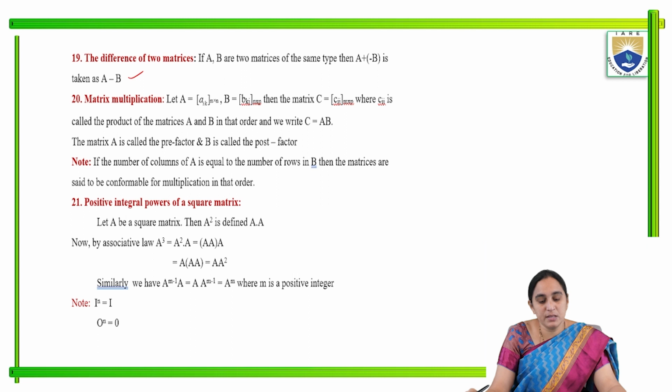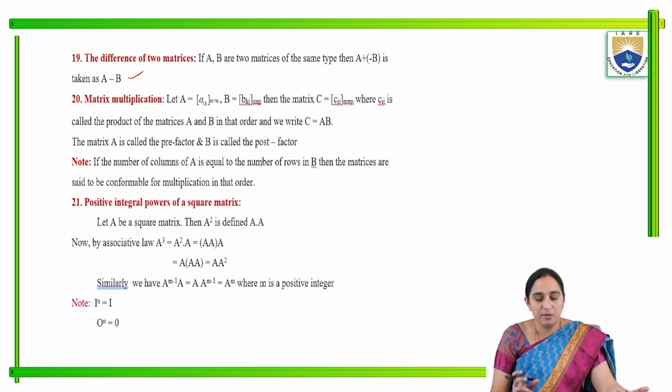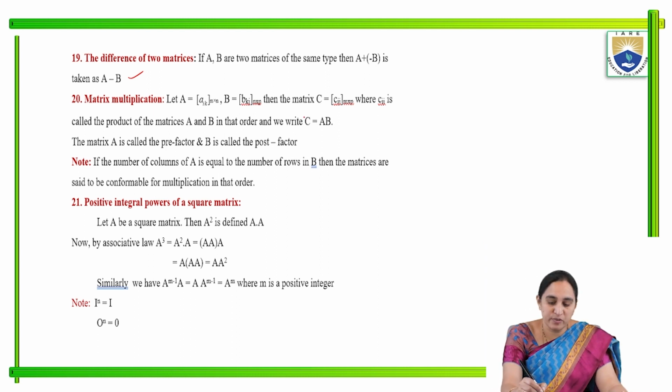Matrix multiplication. Let A is equal to Aij, let B is equal to Bjk. Then the matrix C is Cik, where Cik is called the product of the matrices A and B in that order, and we write it as C is equal to AB. The matrix A is called the prefactor and B is called the postfactor. Note, if the number of columns of A is equal to the number of rows in B, then the matrices are said to be conformable for multiplication in that order. Matrix multiplication means we have to multiply two matrices. After multiplying we get one matrix, which we call C.